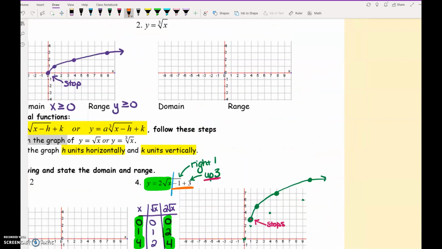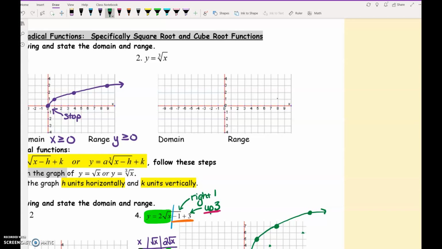Okay, now let's go to cube root graphs. So number 2 up above. This time, for our xy table, I'm going to use negative 8, negative 1, 0, 1, 8. If you've gotten at all familiar with the perfects chart, do you know why I used those numbers? They are perfect cubes. We can start at 0. Cube root of 0 is 0. Cube root of 1 is 1. What's the cube root of negative 1? Negative 1. Cube root of 8 is 2. The cube root of negative 8 is negative 2.